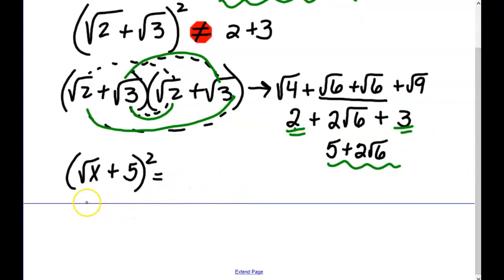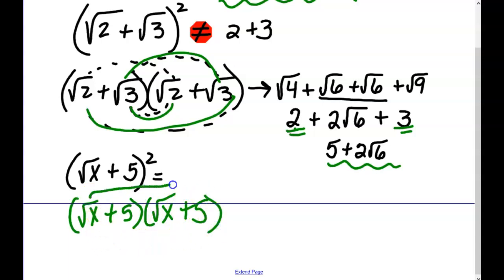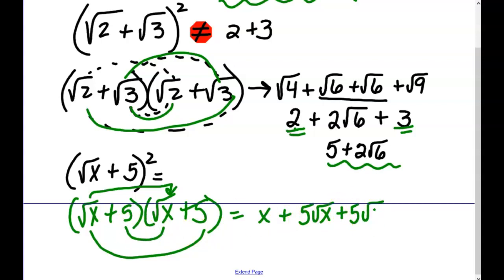So let's try this one. You don't need to write it down, but square root of x plus 5 times square root of x plus 5. Okay, first times first, square root of x times square root of x would be square root of x squared, or just x. Then outside here, we'd have plus 5 square roots of x. Everybody okay? Right here's another 5 square roots of x. Last term times last term, 5 times 5 would be 25. Okay? We end up with x plus 10 square roots of x plus 25.